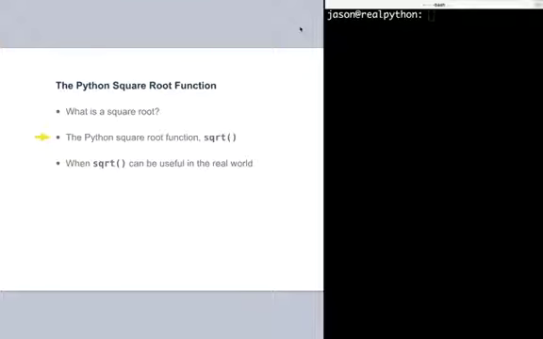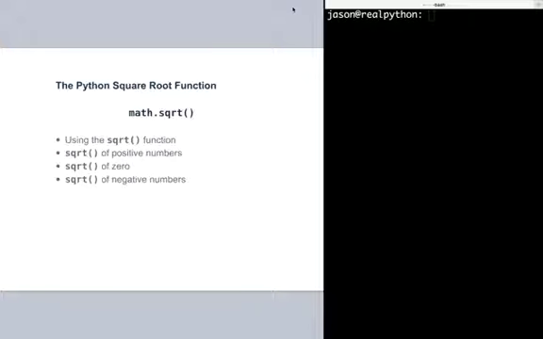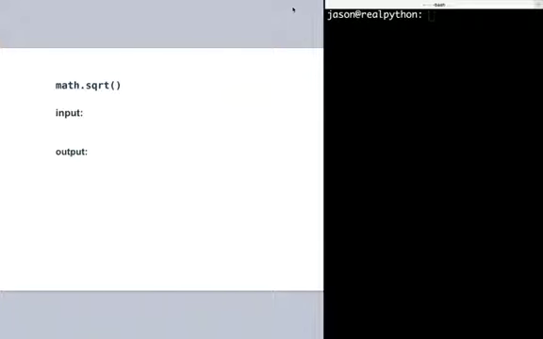Now let's take a look at the square root function in Python. The square root function in Python is part of the math module. We'll take a look at that in a second, and then we'll look at square rooting positive numbers, 0, and negative numbers. For the square root function, the input is one parameter, a number. And the output is that it returns the square root of the input as a floating point number.